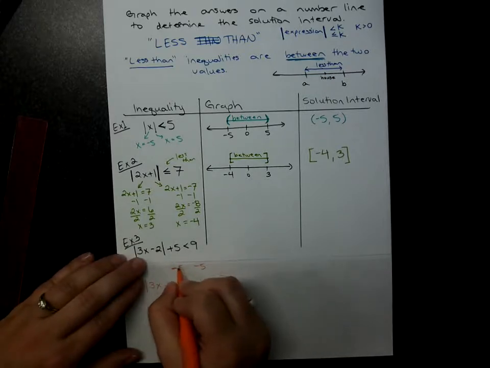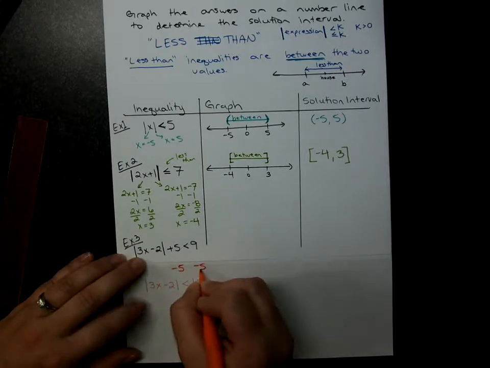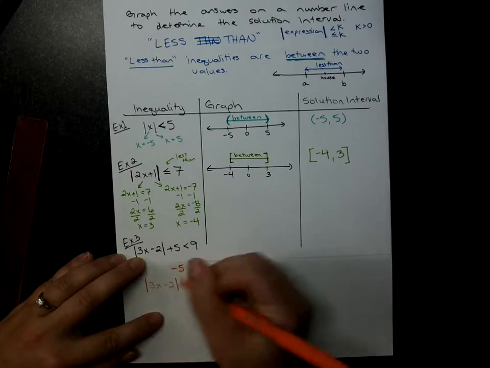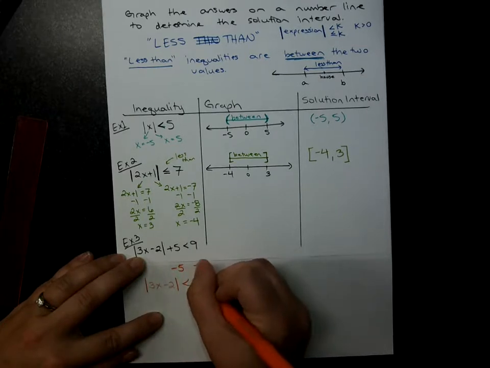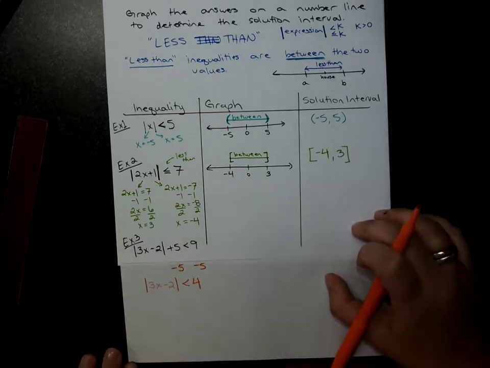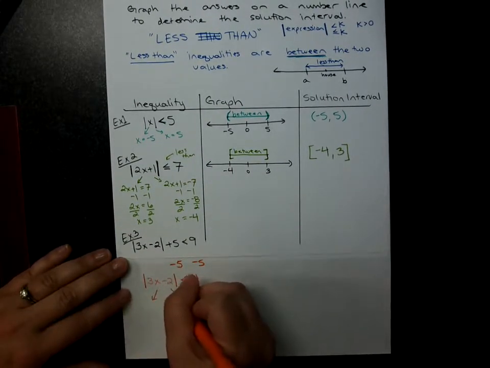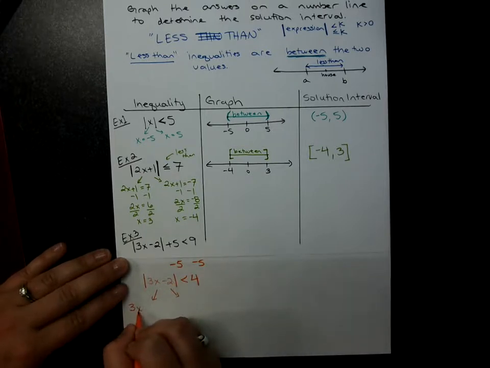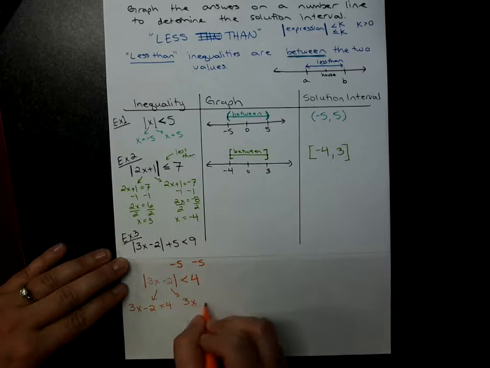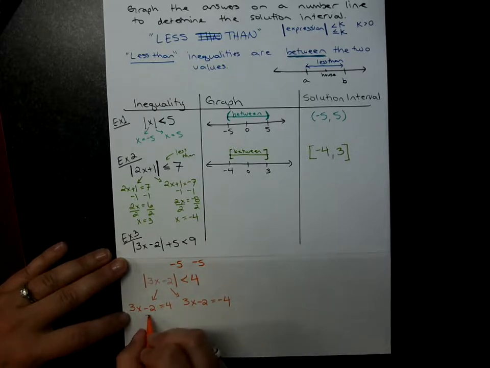Again, I move that 5 before taking away the absolute value bars. So the absolute value bars are still there, and 9 minus 5 is 4. Then I treat this just like an equation, and I separate it into two options. I either have 3x minus 2 is equal to +4, or 3x minus 2 is equal to -4. Go ahead and solve each one of those.